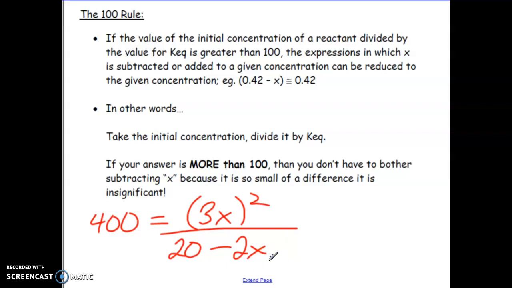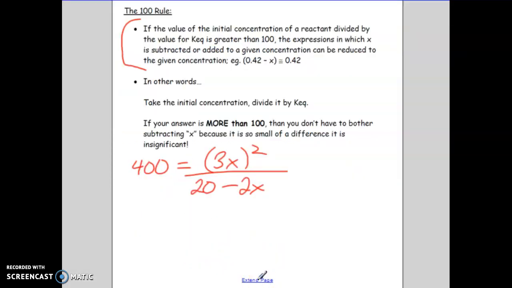But there's a way that we can try to prove if x is of significance or not. Okay, so what I mean by that, and it describes it up here as well. When you're subtracting x from a value, so let's say we have 20 minus 2x, you can come across a situation where x is very, very small. So meaning, even though you're subtracting 2x from 20, you can have an x that's so small and insignificant that it basically rounds to 20. Okay, I'll give you an example.